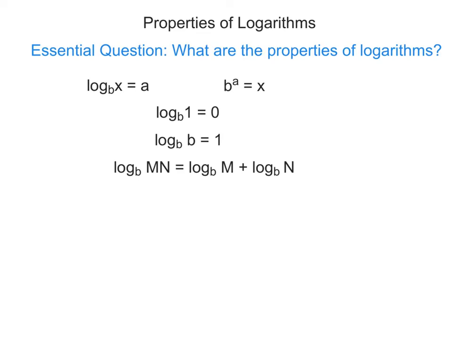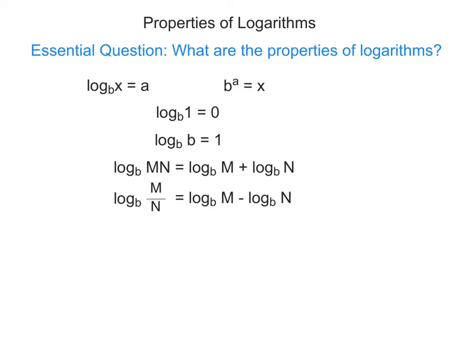The next property or rule is the product rule or product property. This says that the log of the product mn to any base is simply equal to the log of m plus the log of n. So the log of a product is equal to the sum of the logs of each element of the product, okay? So the log of mn is equal to the log of m plus the log of n.